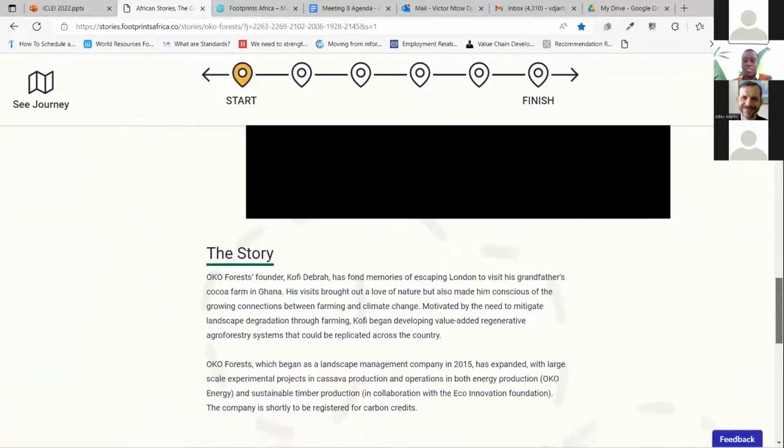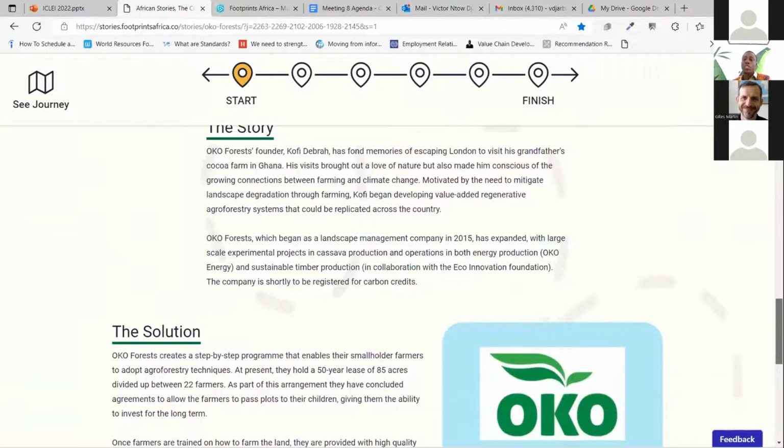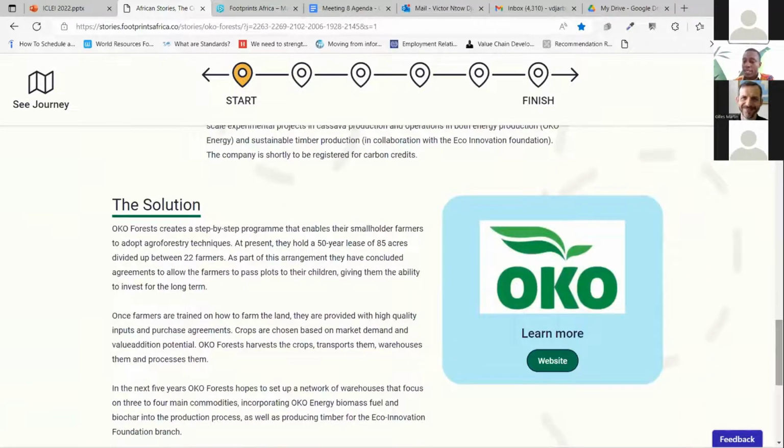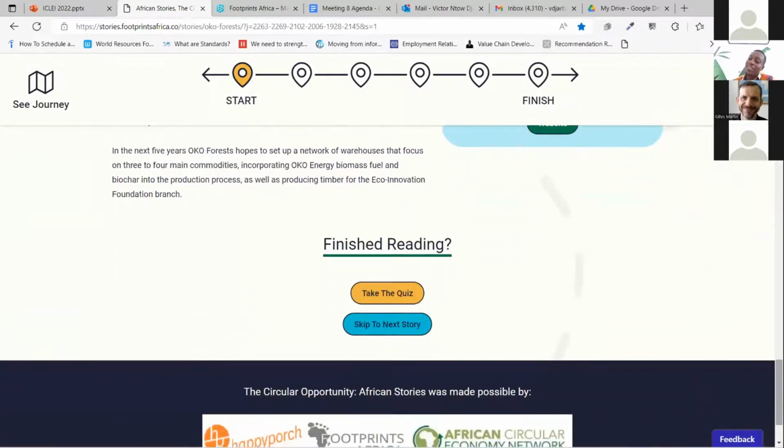Then you have the story, that's just the story of what motivated him to create this organization. And then we have the solution, how he was able to solve the problem he identified. And on the side, you can decide to visit the websites, maybe to read a little more on the organization itself. And then you can take a short quiz.